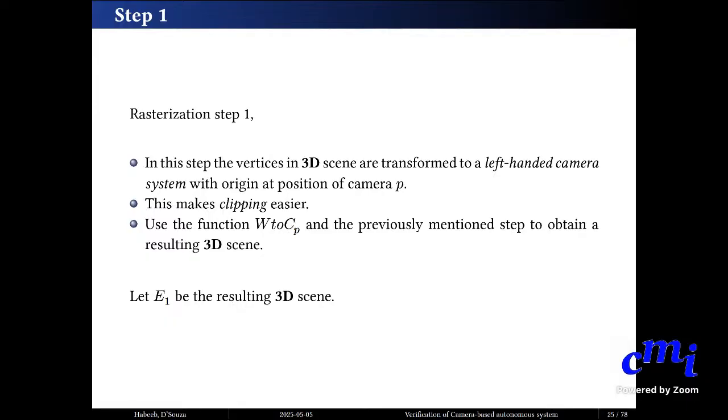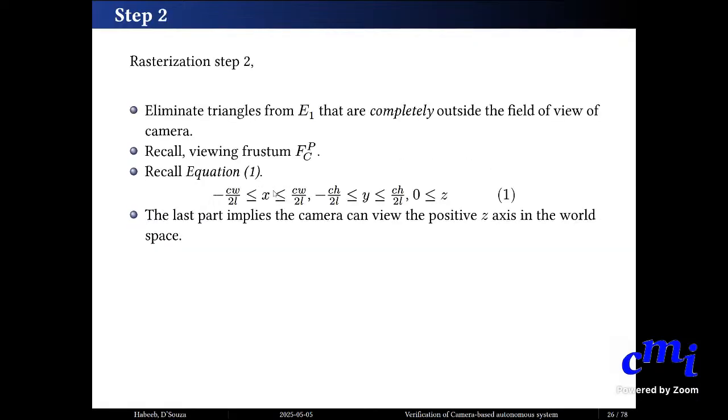Let E1 be the resulting 3D scene from step 1. Now, in rasterization step 2, I'll eliminate the triangles from E1 that are completely outside the field of view of the camera, that is, outside the viewing frustum. I'll be using equation 1 only. For example, if some point is in the camera frustum, it should lie within this range.